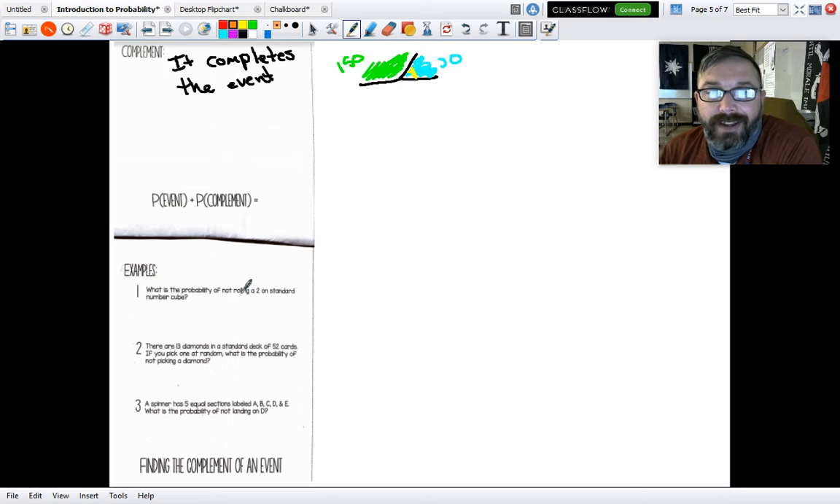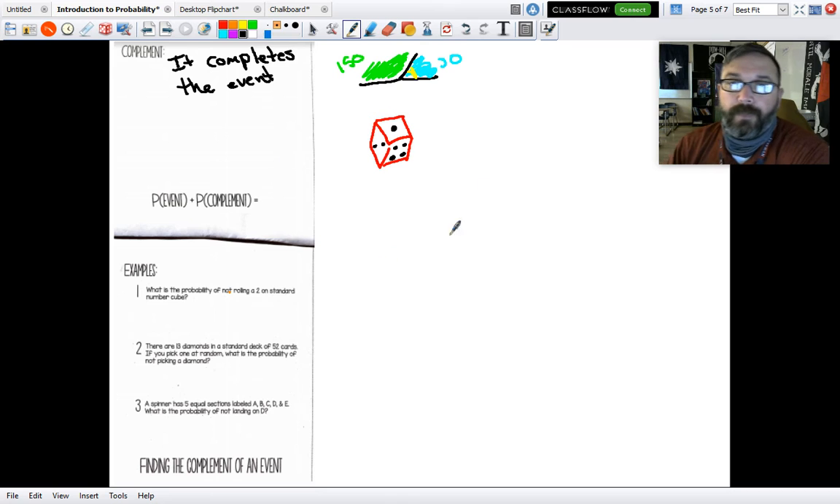What is the probability of not rolling a 2 on a standard number cube? A couple different ways you can look at it. Roll with me on this one. Let's draw our number cube. And we have the 1, 2, 4. Okay, so how many total sides do we have? Well, we have 6 total sides, okay?